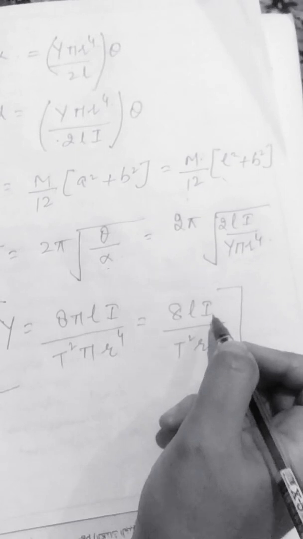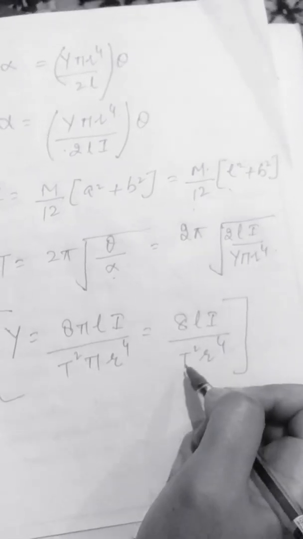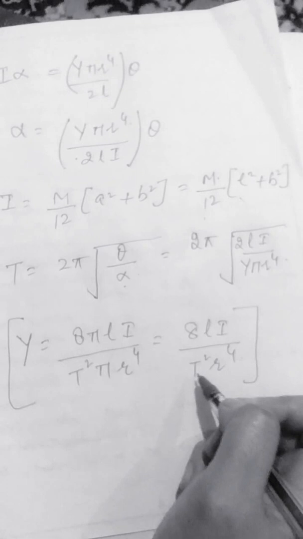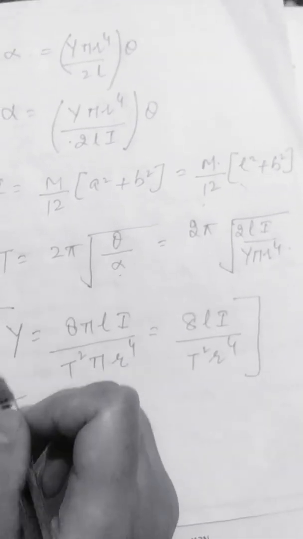So this time period, and when you square this on either side to get this y, what do you get? This y is equal to 8 pi Li by t square pi r4. In all it is 8 Li by t square r4. So this is the formula for moment of inertia. You know the length of wire, you know the moment of inertia of the rectangular bar, you know the radius of the wire, you also know the time period of oscillation. So you can easily find the Young's modulus using the Searles apparatus.